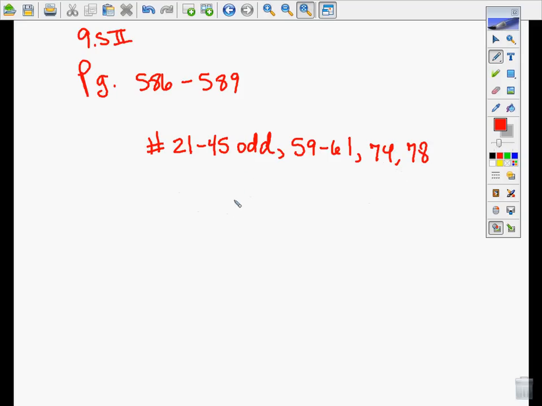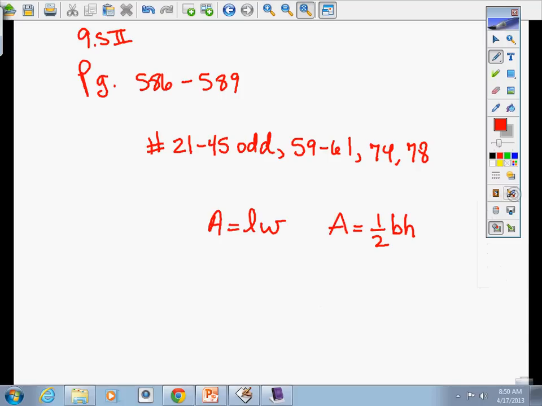I will tell you that in the assignment there are some area problems dealing with triangles and rectangles. I know that you remember what the areas are, but I'm going to put them up here one more time just in case. For rectangles, length times width, and for a triangle it's a half base times height. Alrighty, be ready to discuss these notes tomorrow.